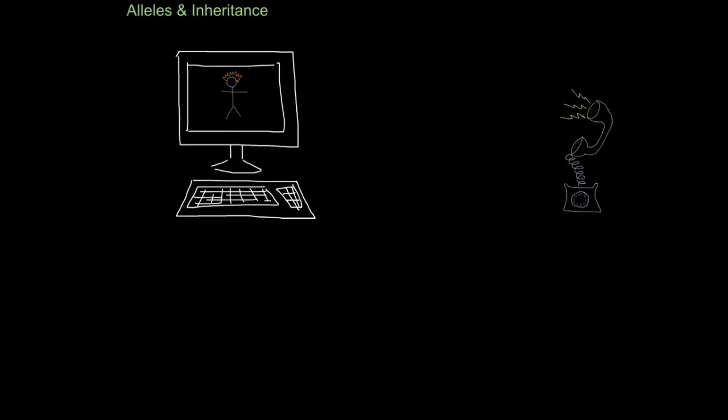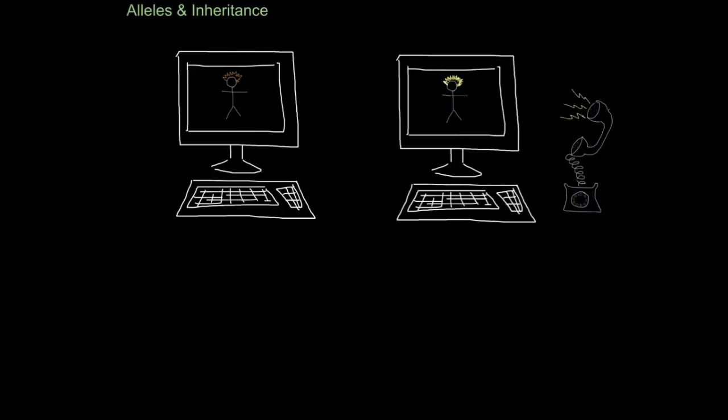But let's say while they're typing away, the phone rings and they get momentarily distracted. And this distraction causes them to make a slight error in the code. Most of the code is exactly the same, but a couple of lines have now changed. The effect of this distraction means that this person now has blonde hair. This illustrates what alleles are.